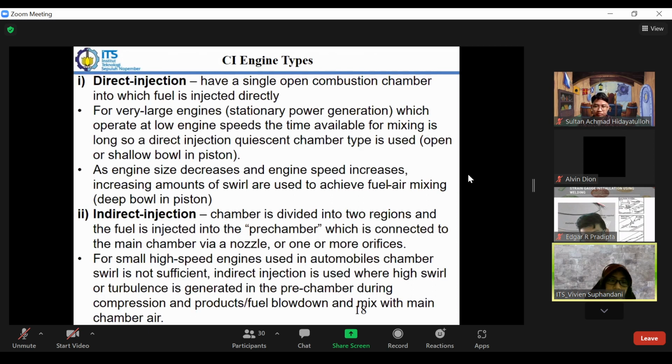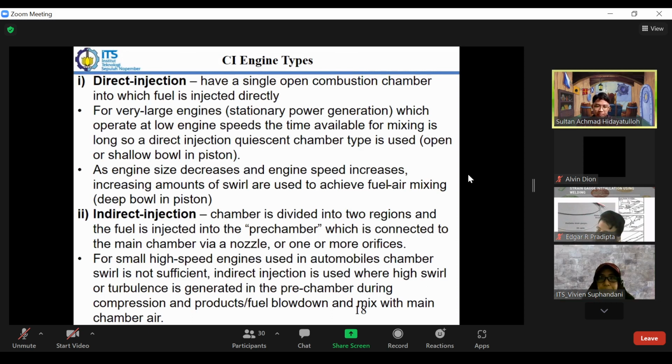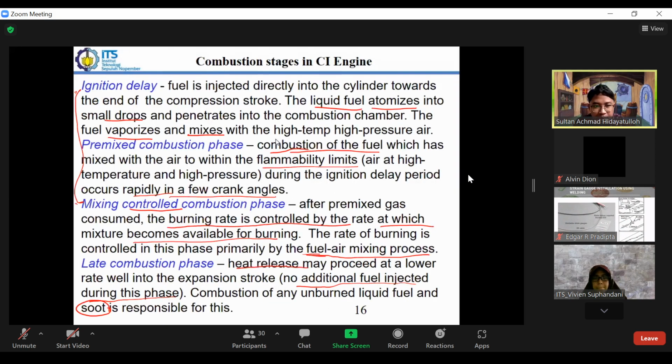All right. Any questions before we continue? Ma'am, excuse me, ma'am. Yes, Sultan. I just want to make sure about the premix combustion phase. So it's basically like the spark, ma'am? It just starts the ignition, right? If I may use Indonesian, in the Otto cycle, is the premix combustion phase like the sparking?